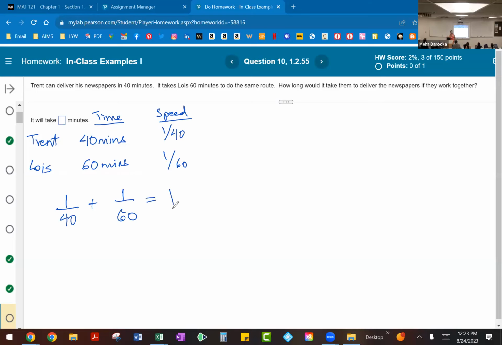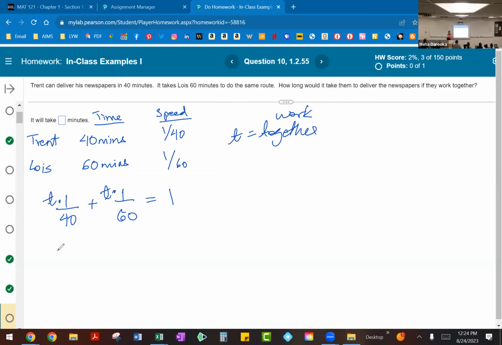And they are doing one task, one job. And we are trying to find, basically, if they were to work together, how long it would end up taking them. So that would be any variable we want to talk about. In this case, we can call it, how long will it take them to deliver the newspapers if they work together? I guess for together, I'd call it T. How long would it take? So you're then basically multiplying each of these fractions by that time.